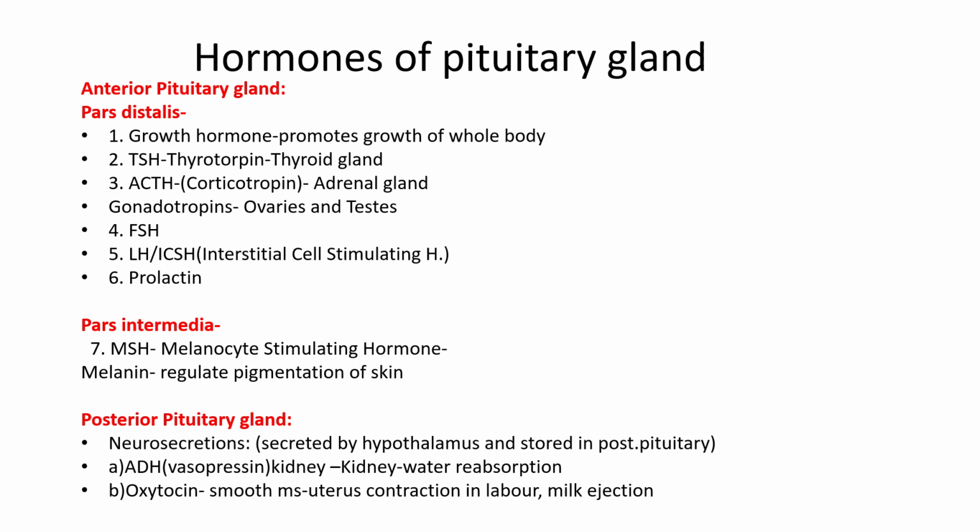The hormone secreted by pars intermedia is MSH, melanocyte stimulating hormone, which regulates pigmentation of the skin through melanin.